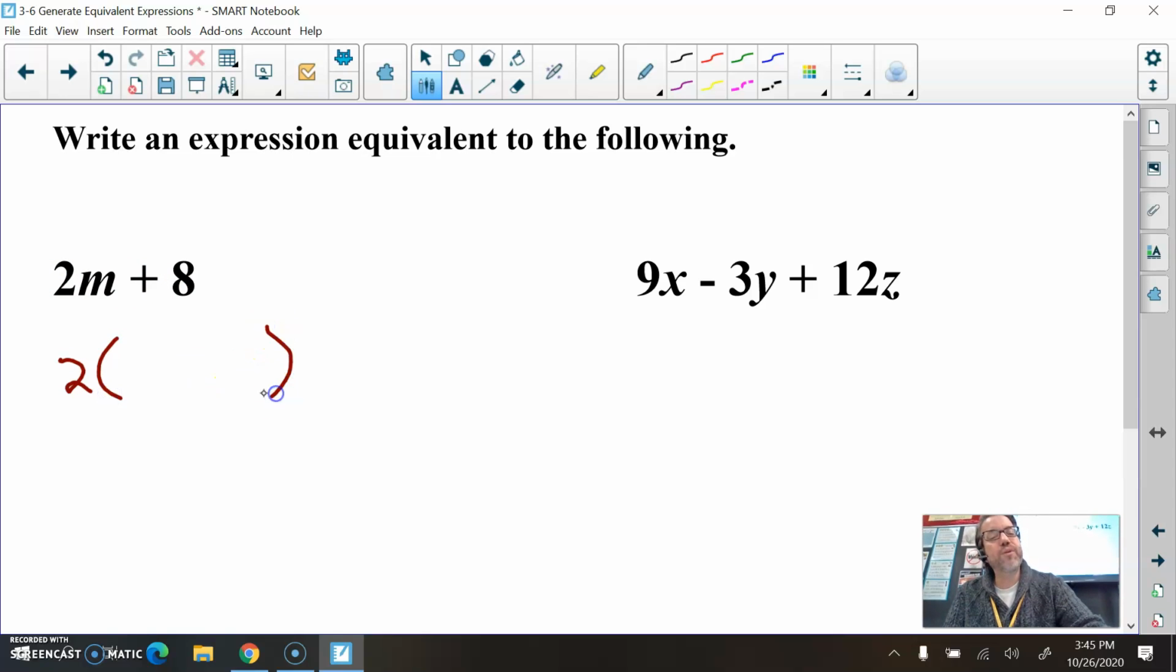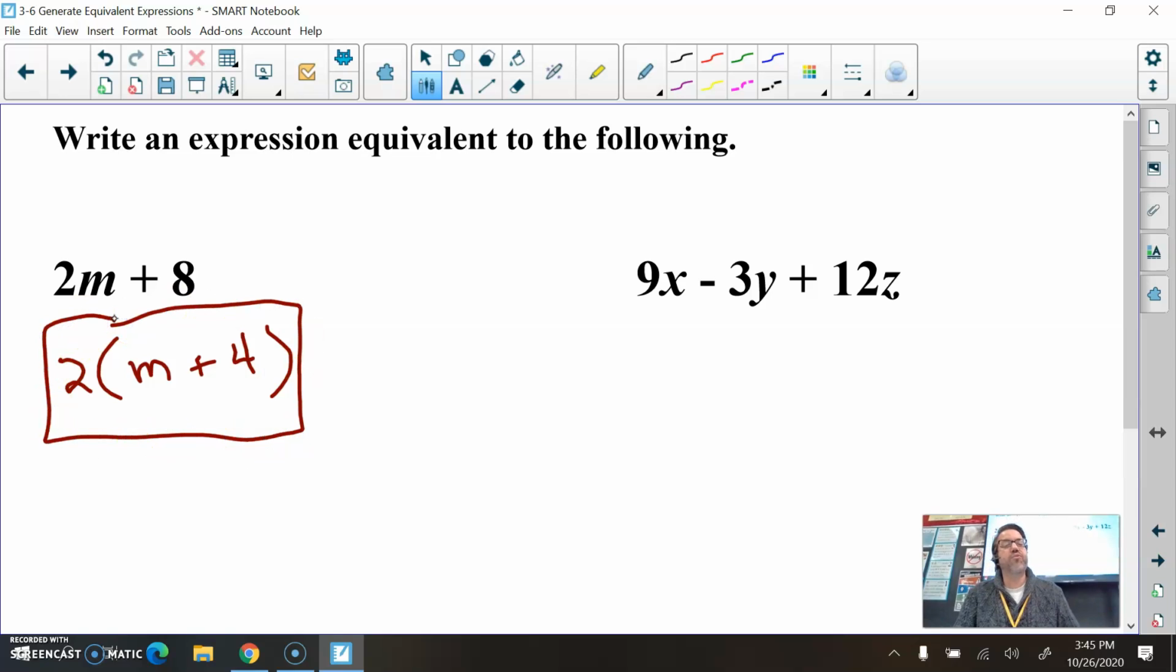So now in my parentheses, 2 times what would give me 2m? Well, I could put 1m there. 2 times m equals 2m. Plus, and then 2 times what would give me 8? Well, that would be 4. So I have 2 times the quantity, m plus 4. And you can test this by bombing the fort. 2 times m, there it is, 2m. 2 times 4, there's my 8. And pluses are in the middle here.